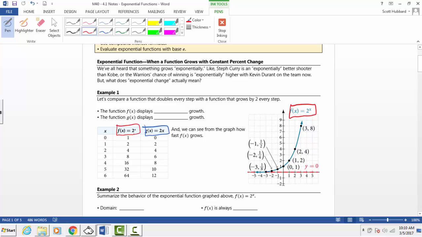When x is 0, 2 to the 0 is equal to 1. Every number, if you raise it to the 0 power, is 1. And 2 to the 1 is 2. And 2 squared is 4. And 2 cubed is 8. So here you start to see that it really grows really fast. And 2 to the 4 will be 16. And 2 to the 5th is 32. So it grows really fast. And that's what this table is telling us. So this first function, f of x, we would say displays exponential growth.